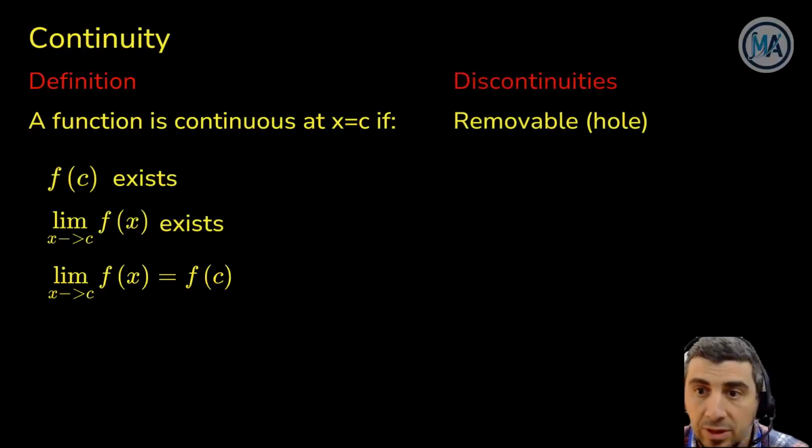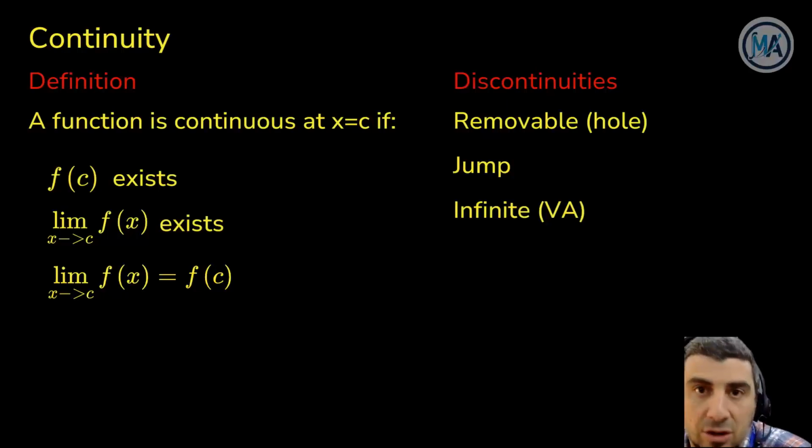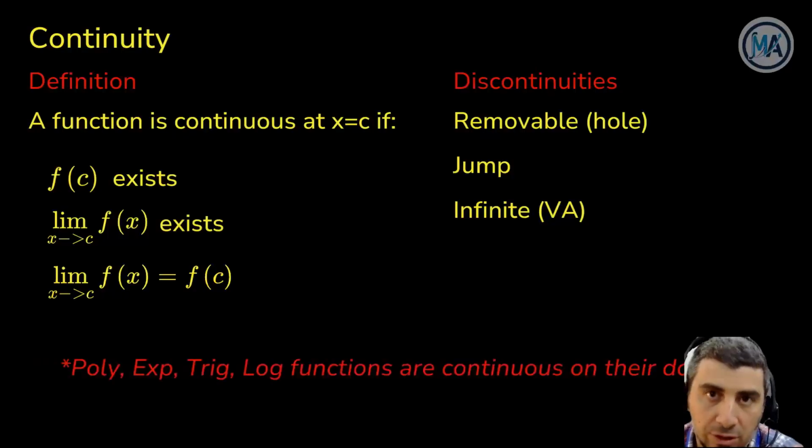Discontinuities, removable. This is going to be a hole in the graph. A jump discontinuity is exactly like it says. The graph jumps from one y value to the next as x moves left to right. And an infinite discontinuity, this typically is going to happen whenever you have a vertical asymptote. You also have to remember that polynomial, exponential, trig, and logarithmic functions are all continuous on their domains.